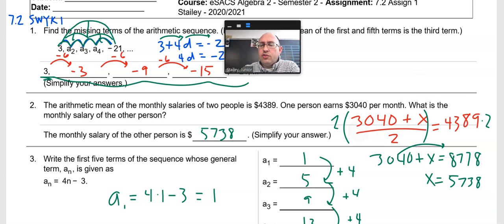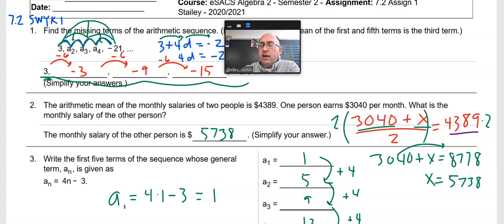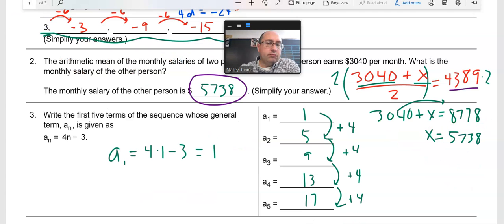So, we know how to find an average. Take the two numbers, add them together. We don't know what the second one is. Divide by 2. We do know, however, that that makes an average of 4,389. So you can see that I multiplied by 2 on both sides. I got 8,778. And then I was able to subtract the 3,040 to find out that the other person makes $5,738.